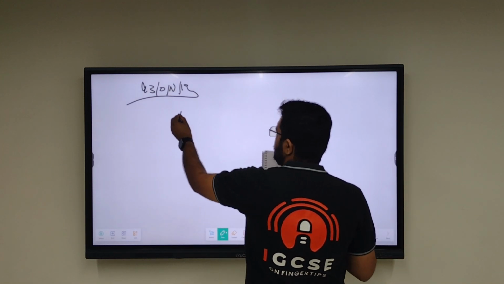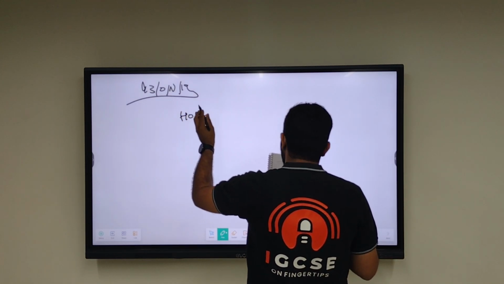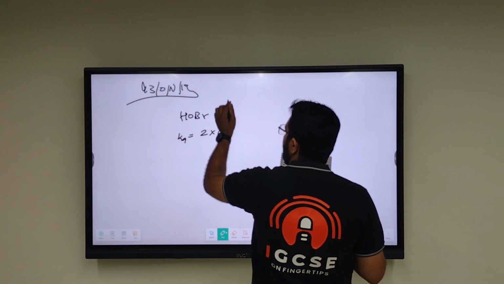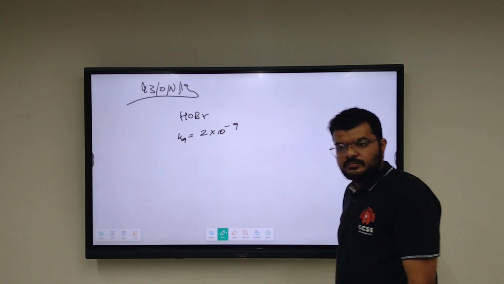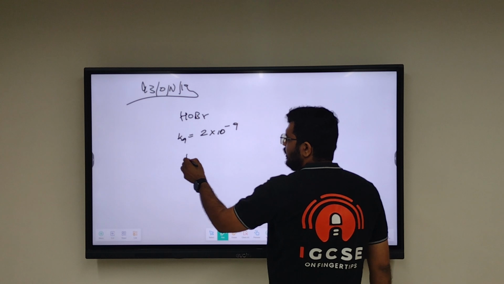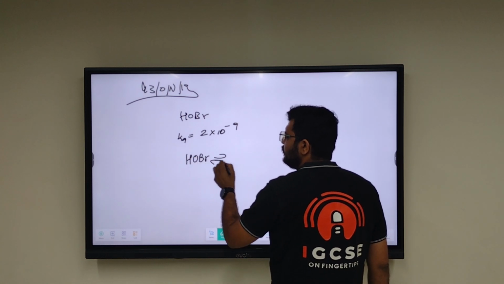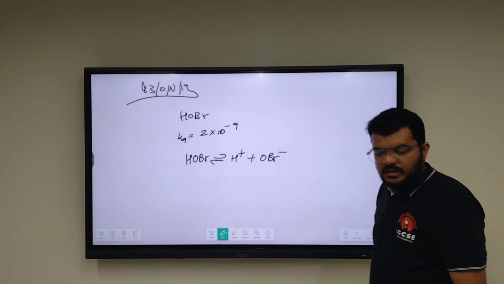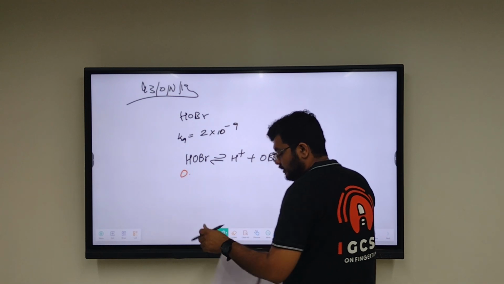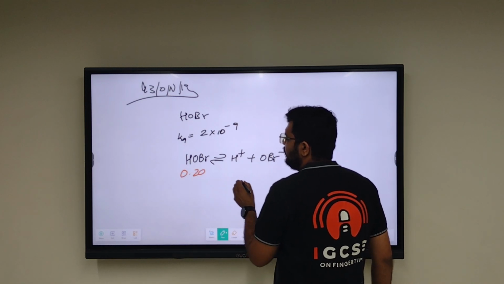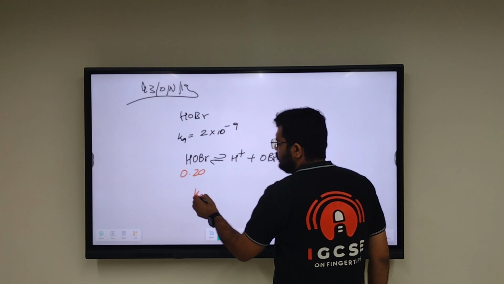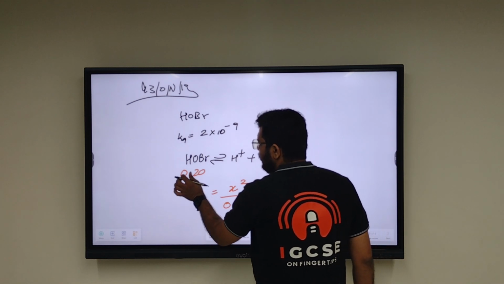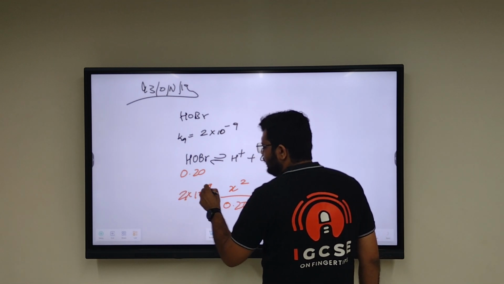How will we do it? So they have said HOBr is a weak acid which has a Ka of 2 into 10 to the power minus 9. I am not writing units as of now, right? But can I write that HOBr will dissociate something like this, H plus and OBr minus? So if this is 0.20 mole per dm cube, right? So can I use Ka is equal to x square upon 0.20, and the value of Ka is 2 into 10 to the power minus 9.